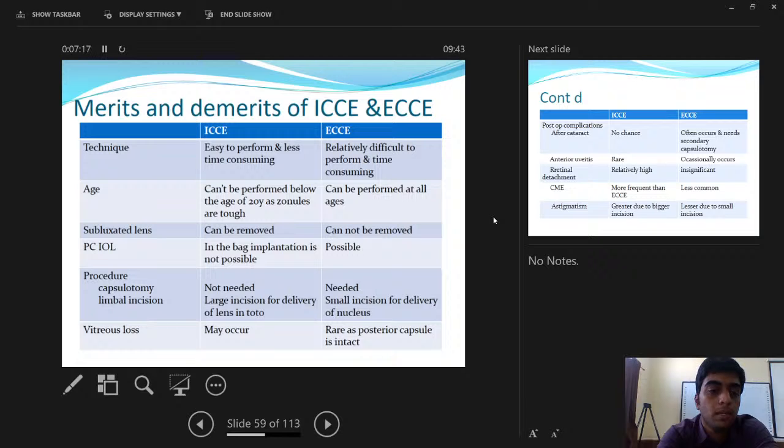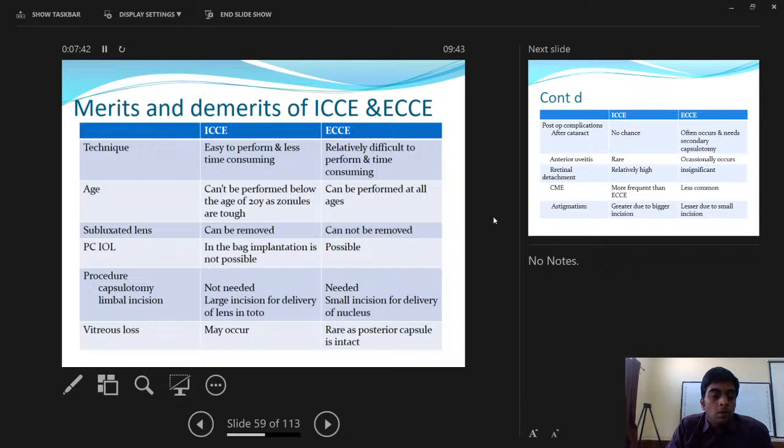ICCE can be performed below the age of 20 years as zonules are tough, whereas ECCE can be performed at all ages. ICCE cannot be performed below 20 years of age. Subluxated lens can be removed through ICCE. Through ECCE, it cannot be removed. PCIOL in-the-bag implantation is not at all possible in ICCE, whereas in ECCE it is possible.